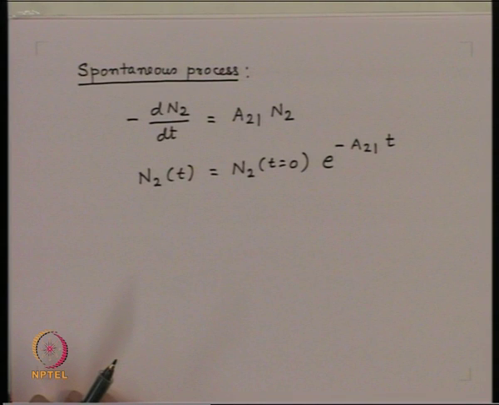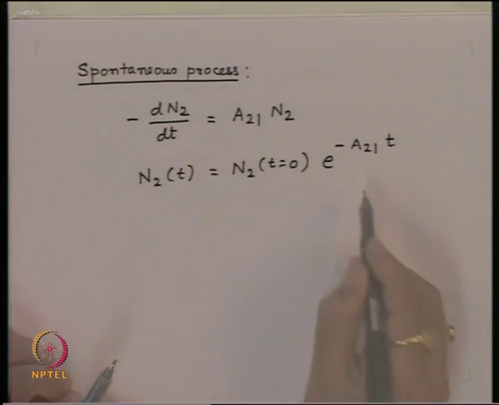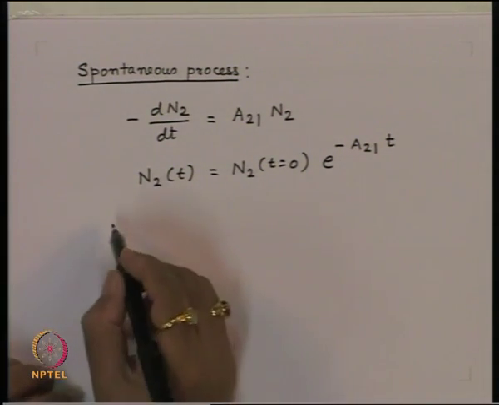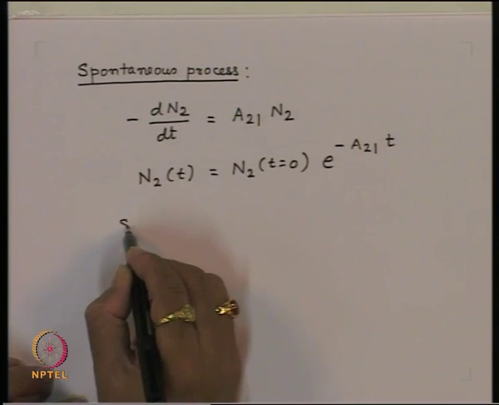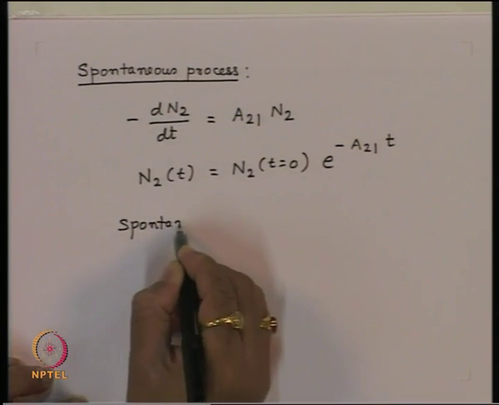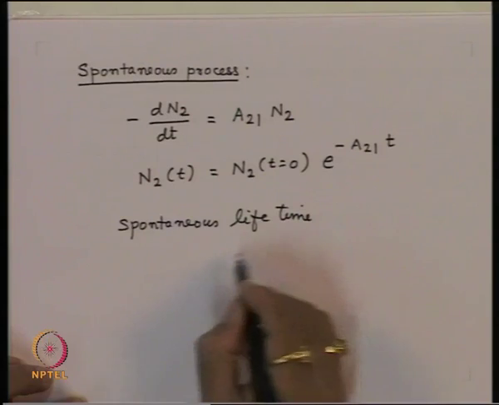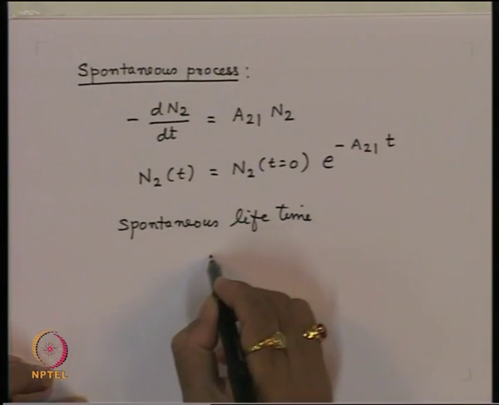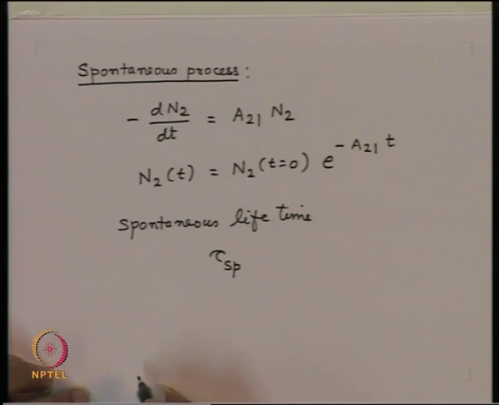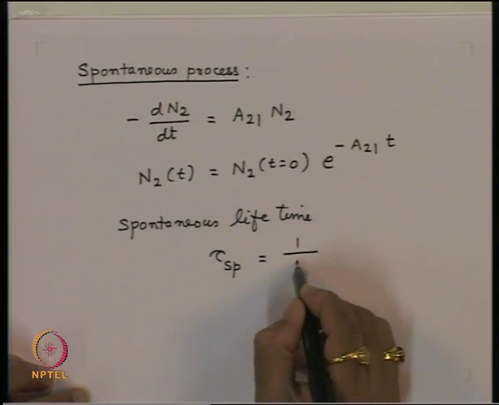If we define a parameter, what is called the lifetime of the electron in the upper level, and call that lifetime the spontaneous lifetime, then this quantity A21 will be nothing but 1 upon the spontaneous lifetime. So, we can define the quantity, what is called spontaneous lifetime, tau spontaneous, and that is equal to 1 upon A21.